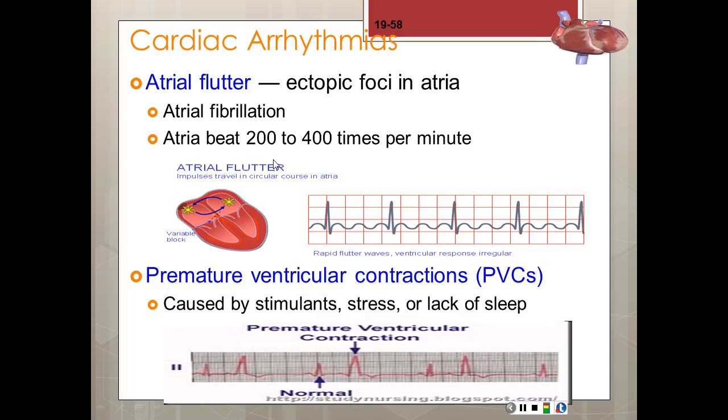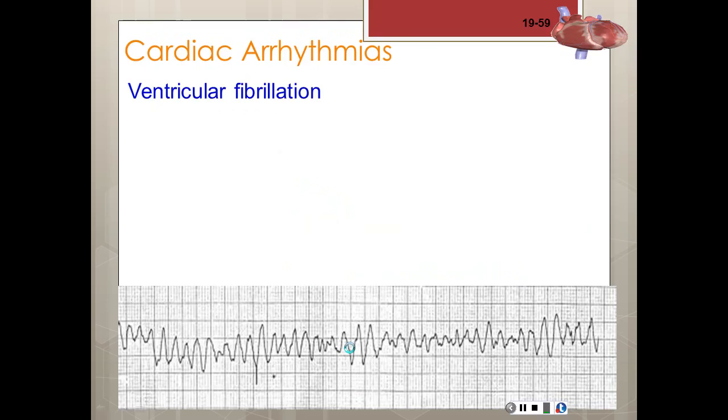Then we have premature ventricular contractions, or PVCs. They're caused by stimulants, stress, or a lack of sleep. With our PVCs, we'll get into what these look like in a minute, our ventricles are contracting a lot faster than they're supposed to. The rhythm is supposed to be lub dub, lub dub. They're coming in between: lub dub, lub dub, dub dub. So it's coming a little faster.